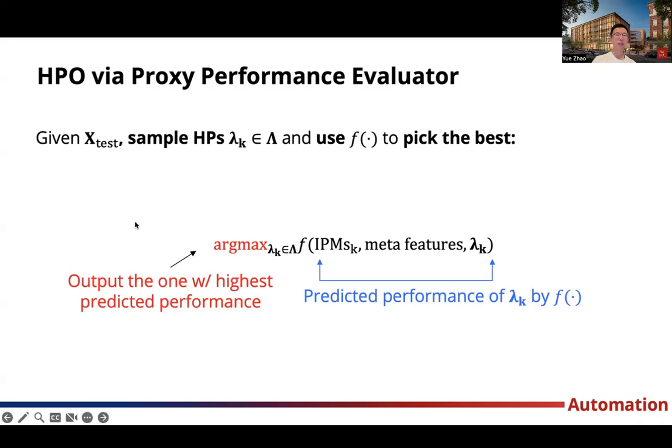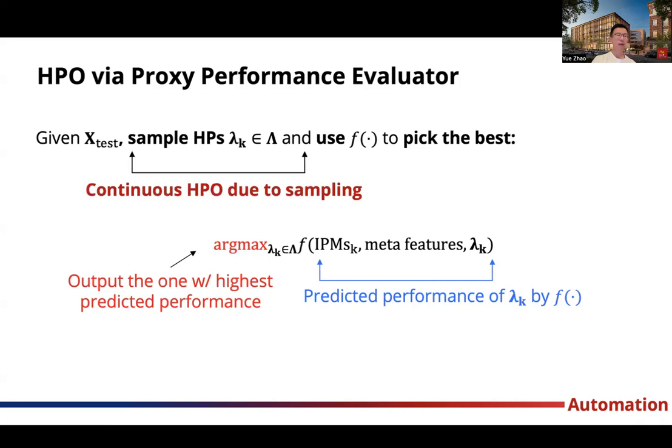For example, given a new data set, we can sample some hyperparameters and then use F to predict the best performing one. You just simply output the one with the highest predicted performance. That's it. The problem is solved. But if you take a closer look, you will realize the hyperparameter space is continuous because of the sampling reason. You can sample a lot of different things. There are a lot of combinations.